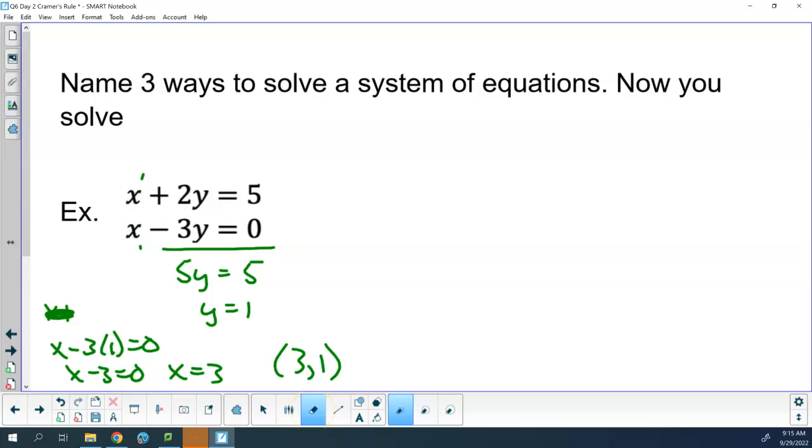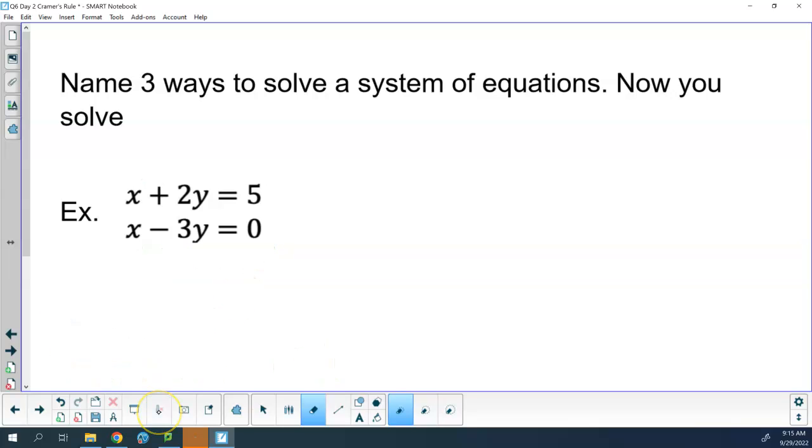Okay. 3 plus 2 is 5, works out. 3 minus 3 is 0, works out. Yeah? Okay. We're going to add another tool into your toolbox right now.